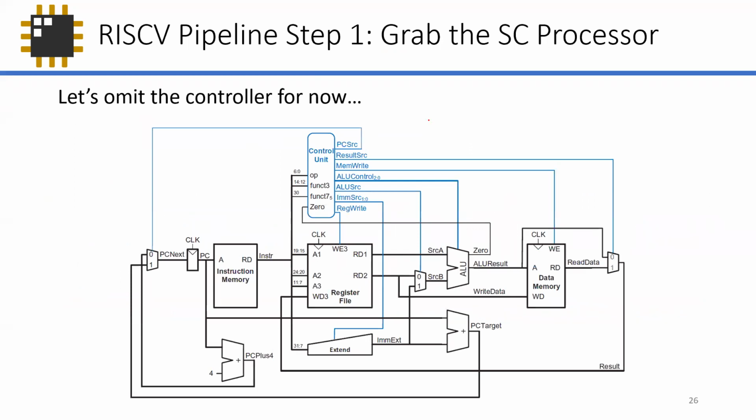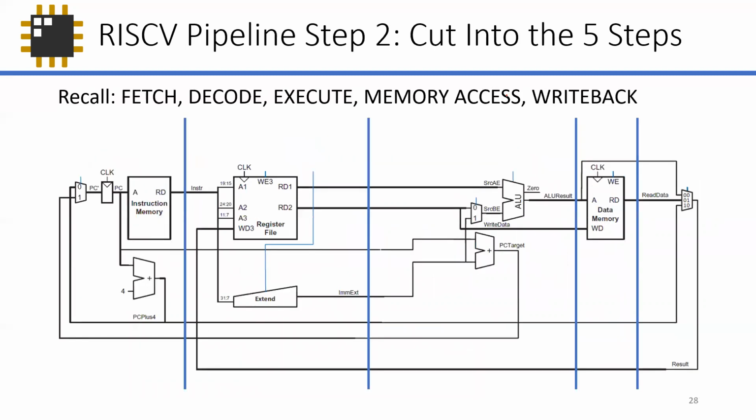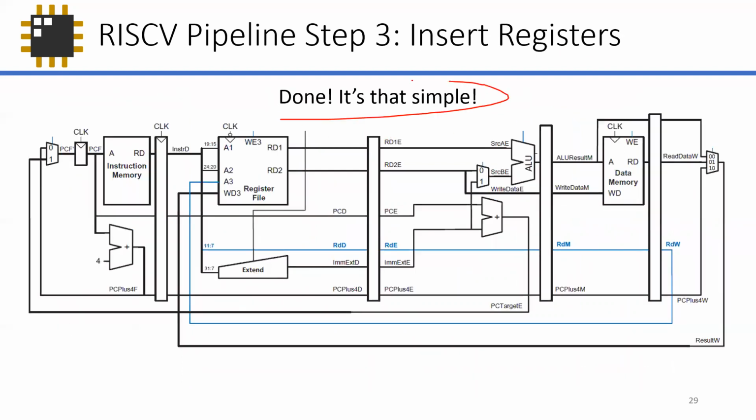So for the RISC-V pipeline, step one, grab your single cycle RISC-V processor. Extend it a bit because we're going to insert sections later on. Cut it into parts, into the 5 steps that we always discussed in the previous lectures. We had the fetch, decode, execute, memory access, and the write back. Right? And then you insert registers. And then you're done. That's it. You're totally done.